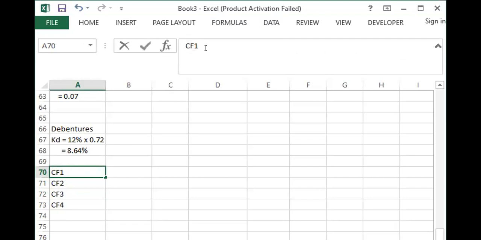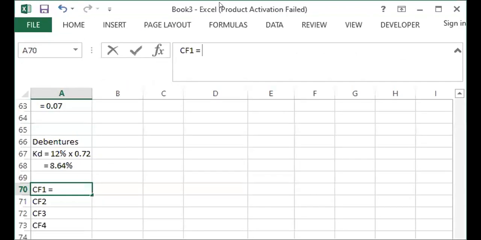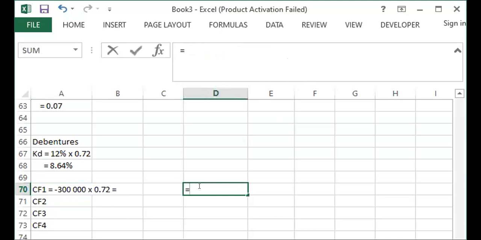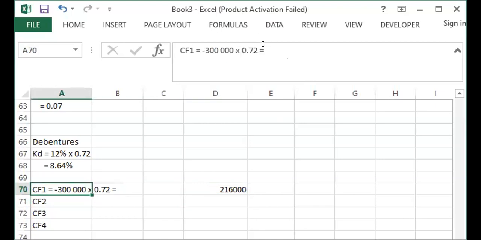On CF1, we are told that the payment is 300,000, so the payment there is going to be negative 300,000. That 300,000 is the fixed interest payment. That interest obviously attracts a tax deduction, so we can put in the after-tax interest there. Let's do the amount, which is 300,000 times 0.72. That would basically give us 216,000. So let's put it up there.